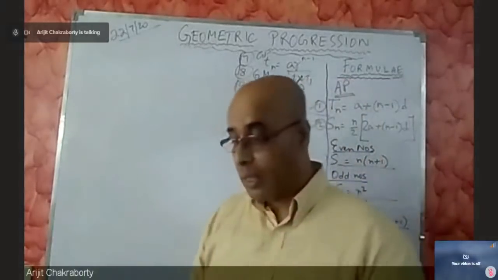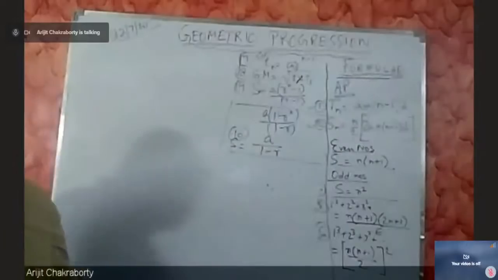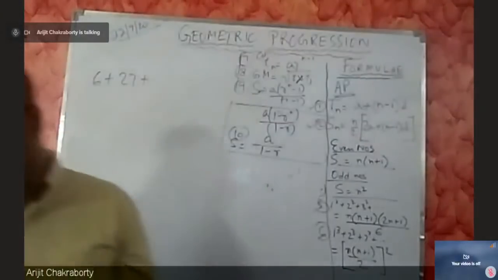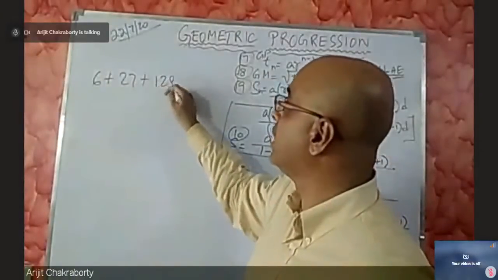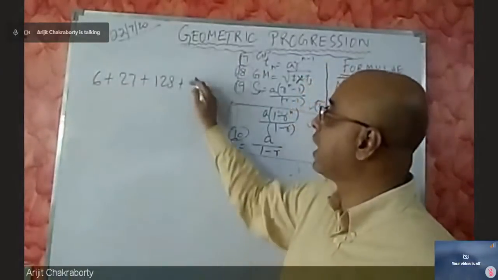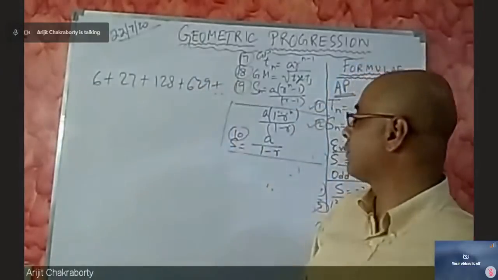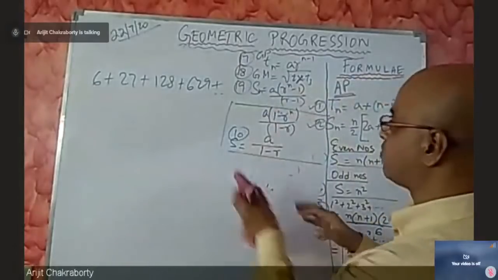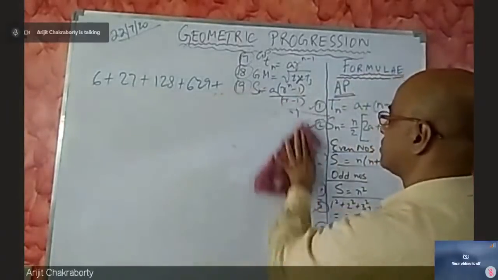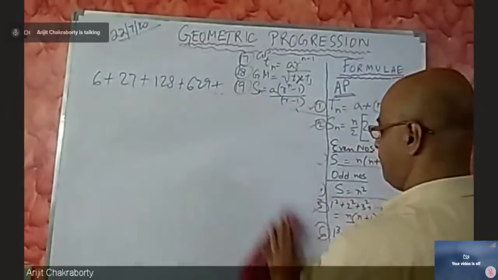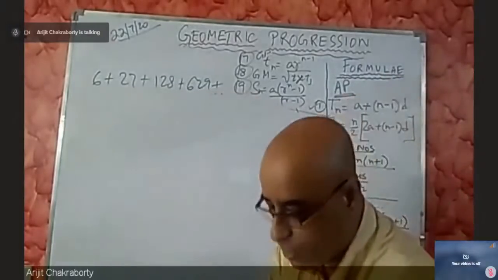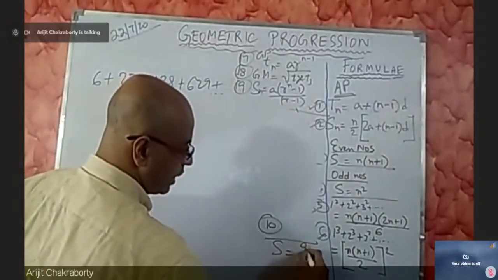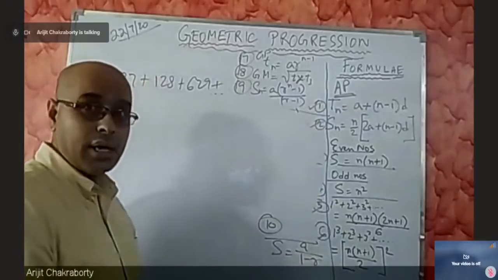Okay, so this is a classic one. 6 plus 27 plus 128 plus 629 and so on. Okay, I'll rub this part. You just note this formula. I'll just rub this part. I may use it for writing. Okay, instead I'll write formula number 10 here below. S is equal to A by 1 minus R. I'll write here. I think it is visible.